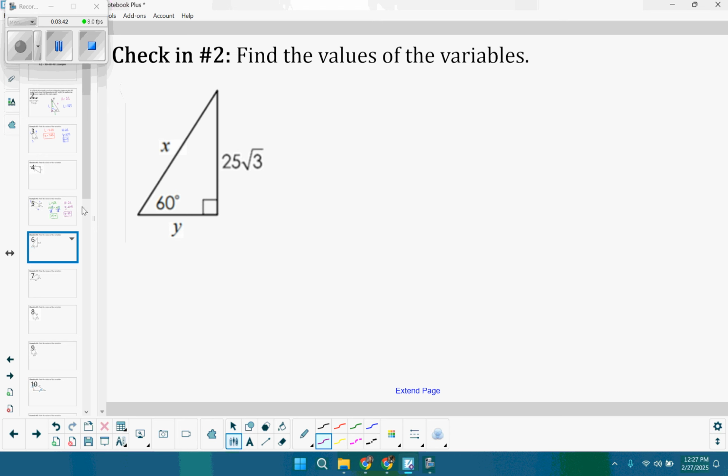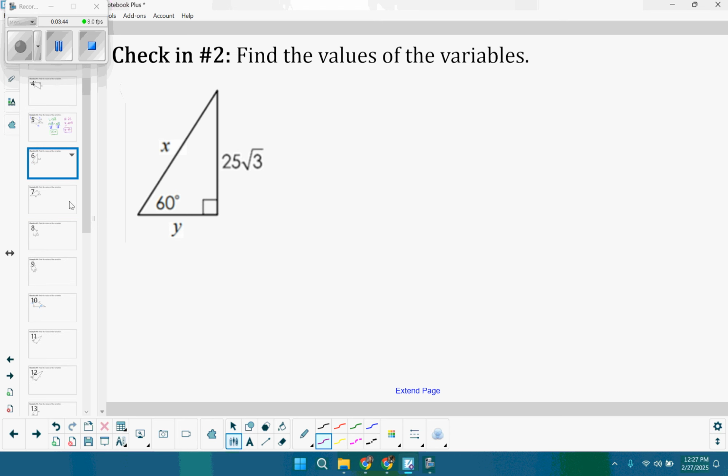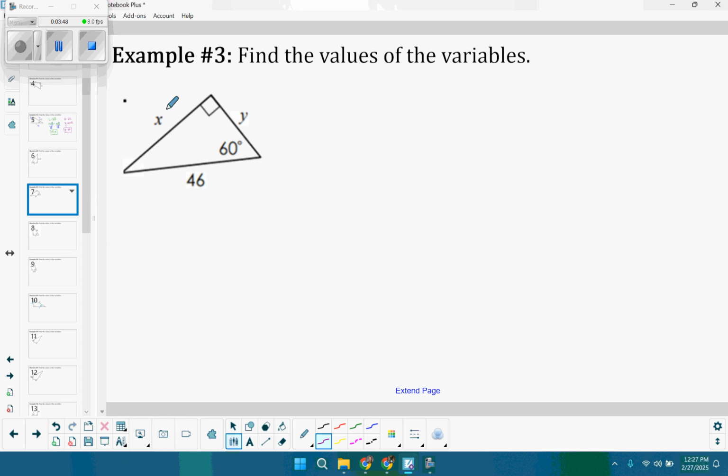Here's an example for you to try. Pause. Answers posted on Google Classroom. All right, here's example 3. We have the 60-degree angle. Across from that is our L. That would make this the 30, so that's S, and across from the right angle is H.